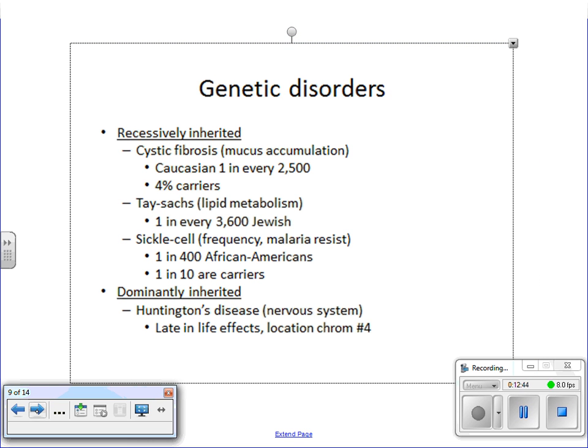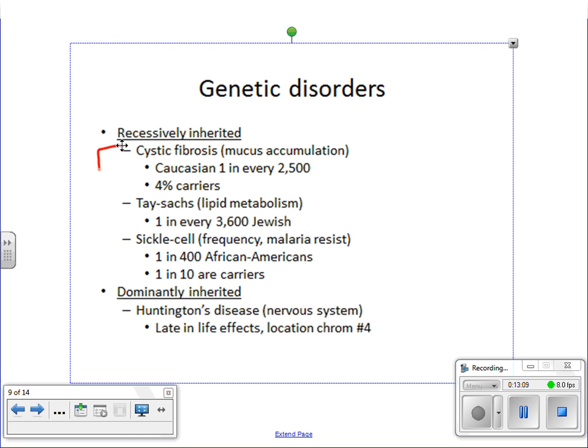Last thing we're going to talk about are a few genetic disorders. So with regards to genetic disorders, we got a few kinds. We got recessively inherited, dominantly inherited, and disorders located on the sex chromosome. And then we got some disorders received through the process of nondisjunction. So we'll go through each one of those.